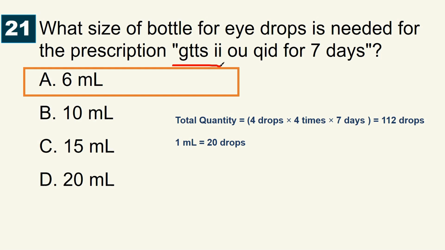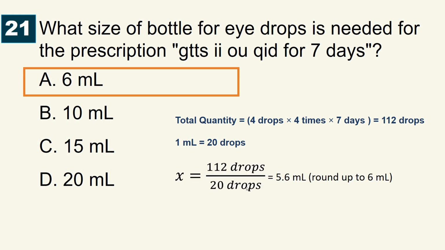GTTS means drops. 2 drops OU for both eyes. So total 4 drops, 4 times a day, QID, and for 7 days. Total 112 drops. So standard is 1 mL has 20 drops. So now 112 drops divided by 20 drops, which is 1 mL. So that gives you 5.6 mL. If you round that number, it comes to be 6 mL.